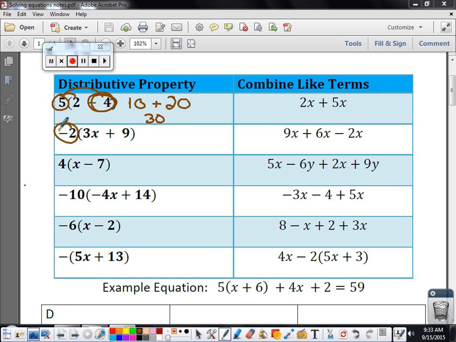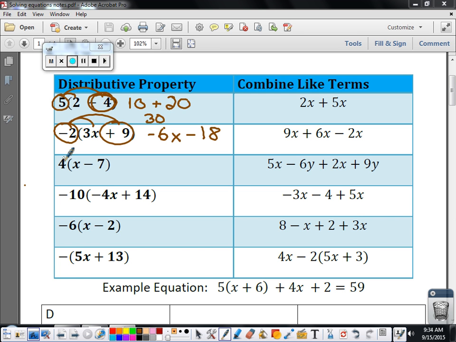I'm going to distribute the negative 2 to both 3x and positive 9. So what's negative 2 times 3x? Don't worry about the x. Just do negative 2 times 3. Negative 6. So negative 2 times 3x is negative 6x. And then what's negative 2 times positive 9? Negative 18. So what do I write next to negative 6x? Minus 18. And I can't combine these because they're not like terms.